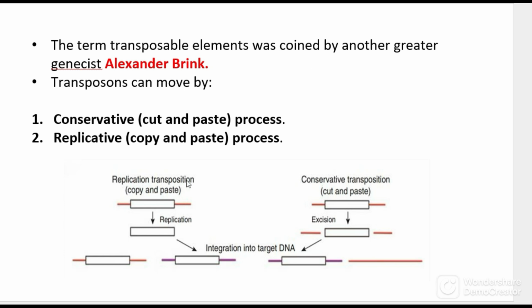In replicative transposition, the transposon creates its own copy, or a second copy of itself. The original transposon remains in its place and the copy is inserted into a new position in the target DNA. But in conservative transposition, the excision of the sequence from its original position takes place, followed by reinsertion of the sequence elsewhere in the target DNA. So conservative transposition involves a change in the position of the transposon in the genome without increasing its copy number.